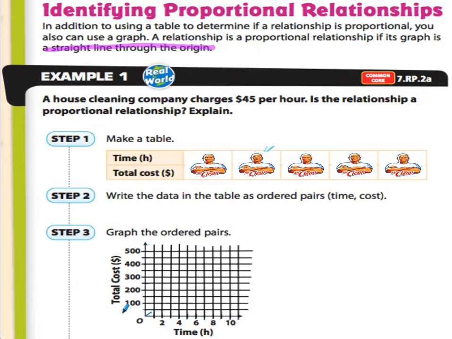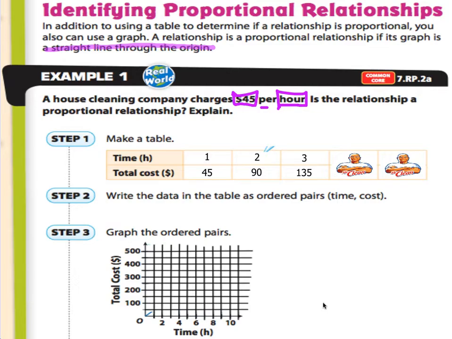So we're going to take a look at a house cleaning company that charges $45 per hour. If I put this into a table, you'll see that I have 1 hour costing $45, and then 2 hours costs $90.